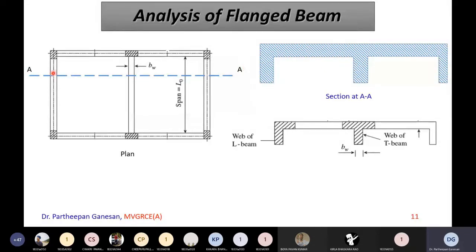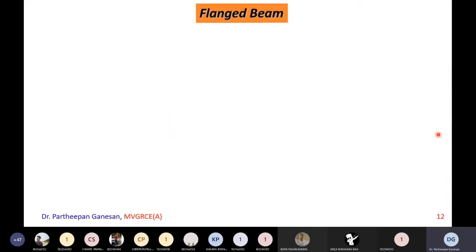So along the beam, this is the cross section, and if the intermediate beams are there, it will act as a T beam. If the end beams are there, it will act as an L beam. Okay, and for the end beam, it will always act as an L beam. Similarly, here also an L beam will be there. Okay, that I have not shown here.